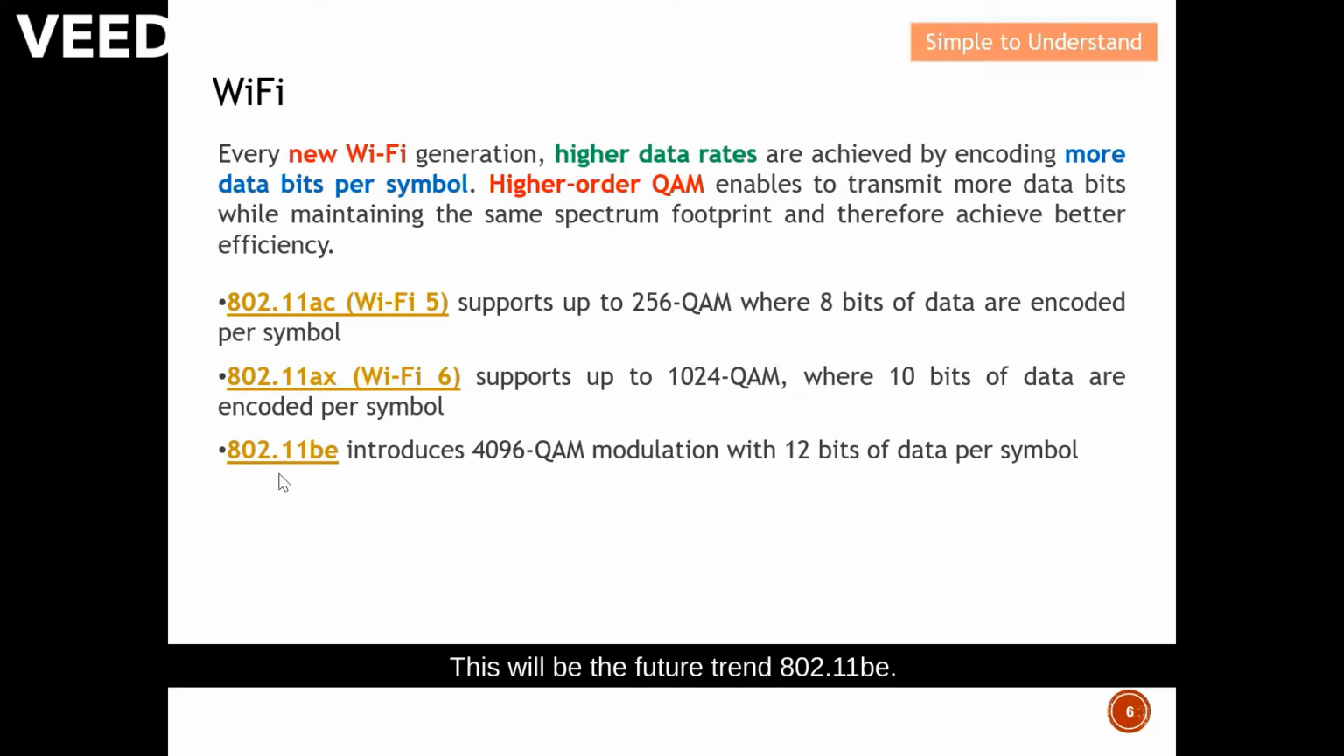So this will be the future trend, 802.11 BE. They introduced 4096 QAM modulation, with 12 bits of data per symbol. I guess everyone knows that the motivation is to increase the order of QAM.